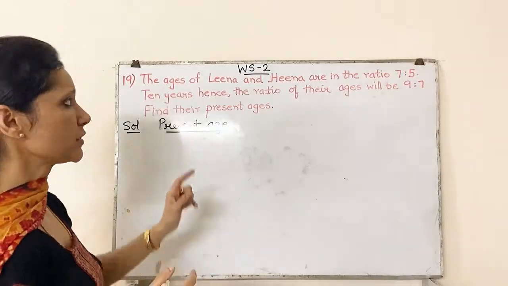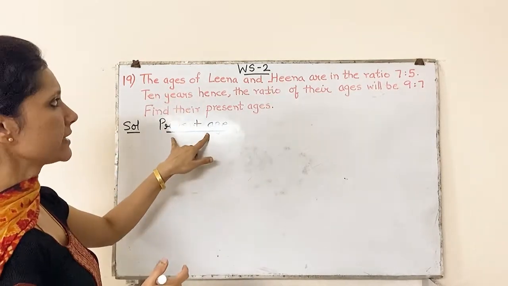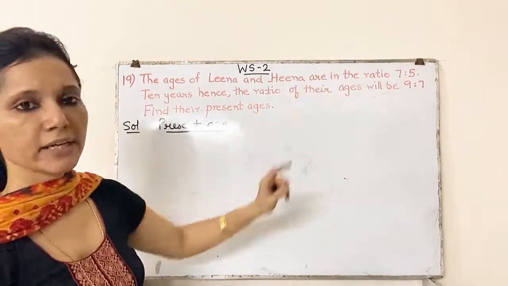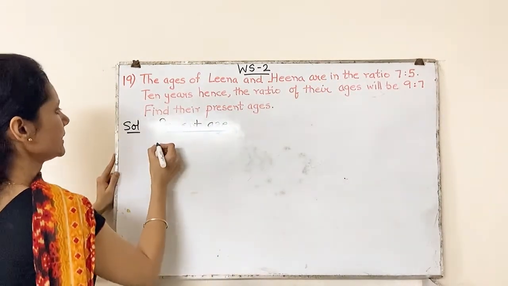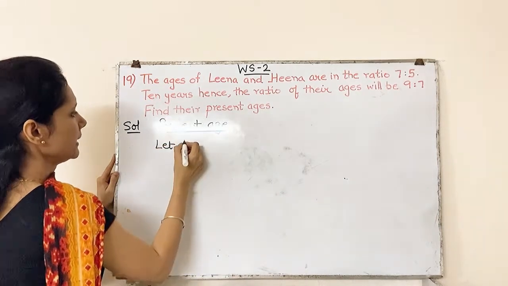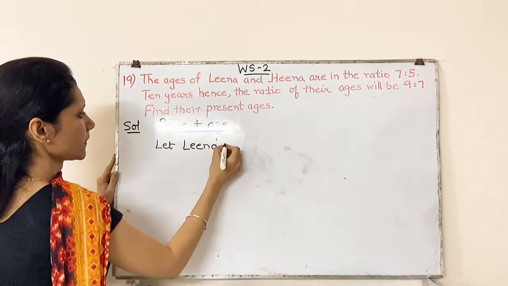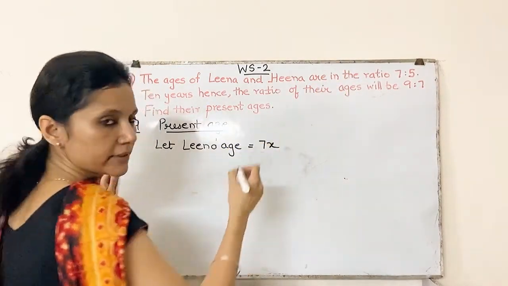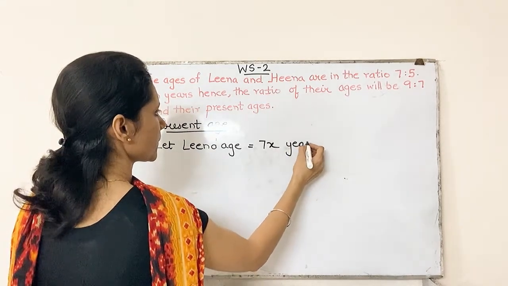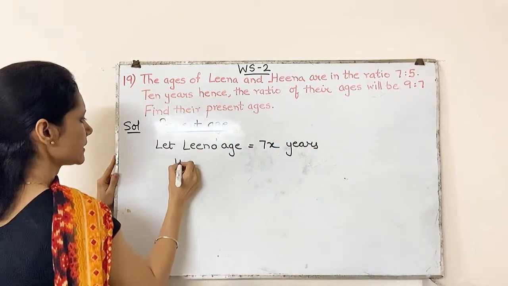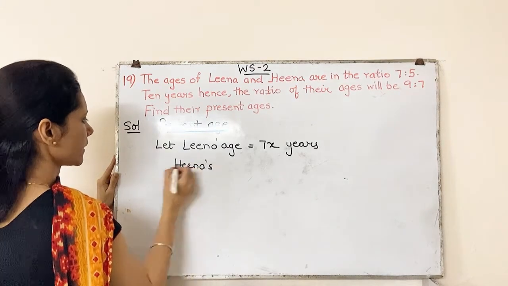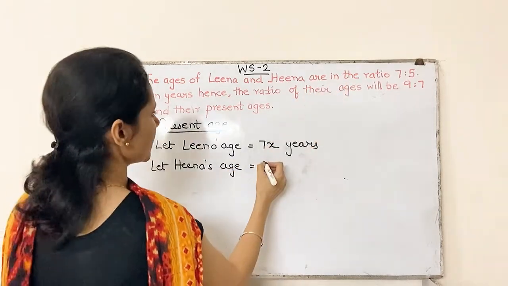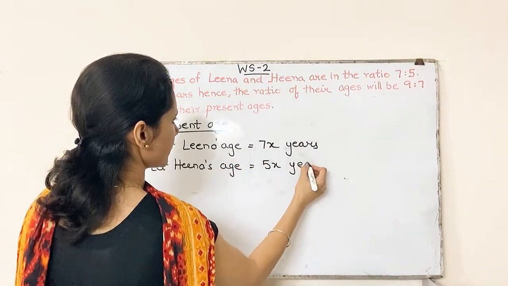With the solution, the first line tells you about the present age of Leena and Hina. So we gave the heading as present age. Now as I told you, when the ratio is given to you, you will suppose that let Leena's age is equal to 7 multiplied by something, that is 7x years, and Hina's age, again let Hina's age is equal to 5 multiplied by x years.